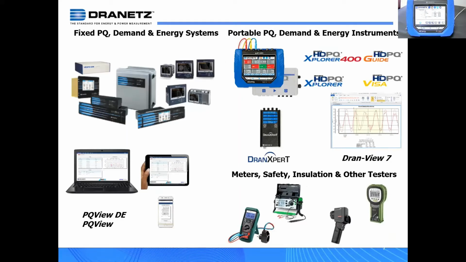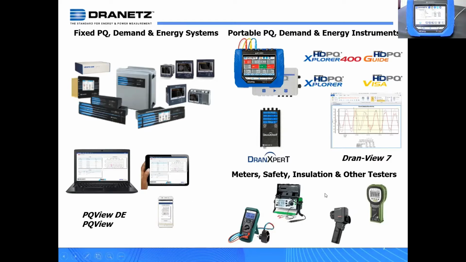But we do have other product lines. We have our fixed product line, our 61000, our HDPQ data node, and all of our products have accompanying software. So on our portable line, we have our DranView software, which I think a lot of you are very familiar with. And on our fixed systems, we have our PQView DE software, as well as our PQView software, which we covered in prior sessions. Thurman's going to be doing a session in December on a tour of PQView and PQView DE. So if you're interested in learning more about that, feel free to go to the website and register for that session if you have not done so already.